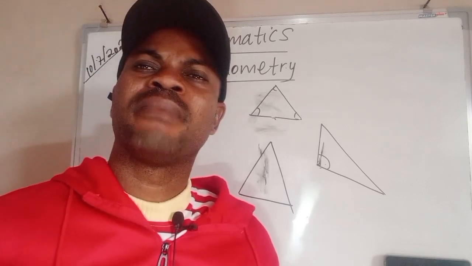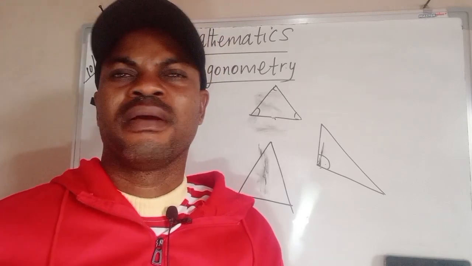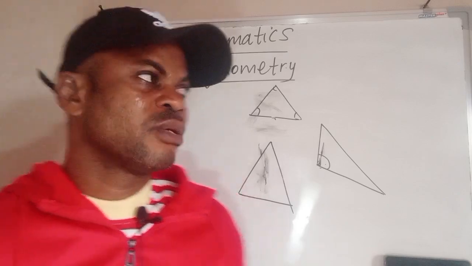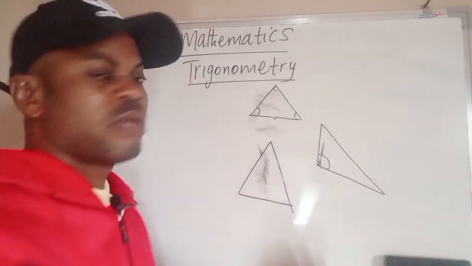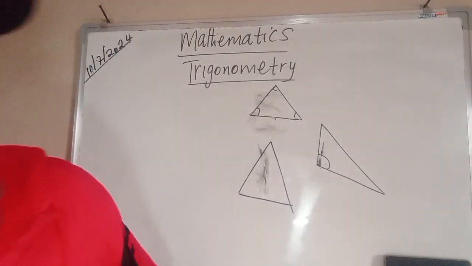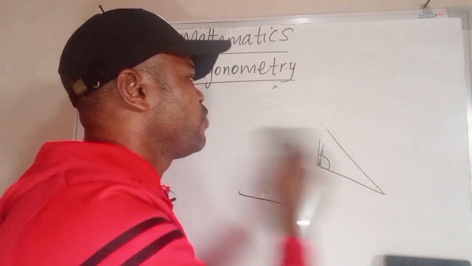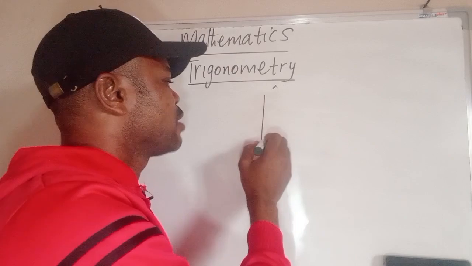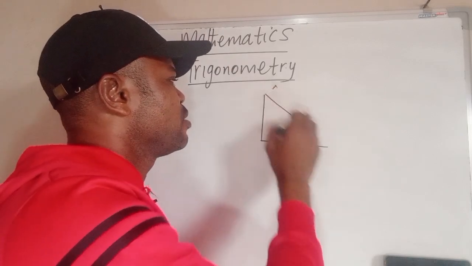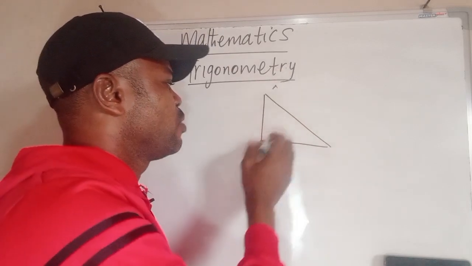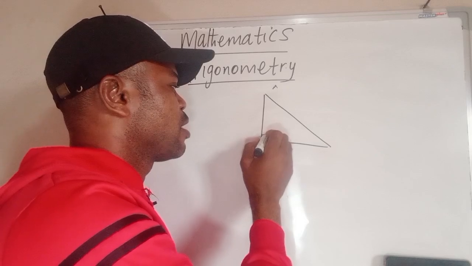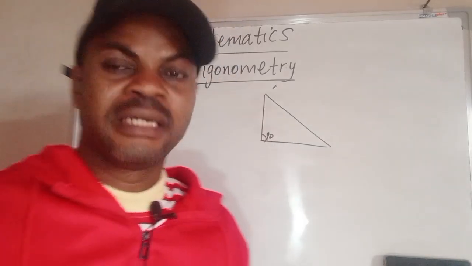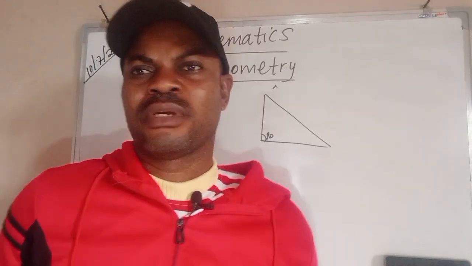Then we'll also talk about the right angle triangle. The right angle triangle is simply a triangle that has one of its angles as 90. Right angle triangle, observe it. This is vertical and this is horizontal. The point they meet here is 90. It implies that we also have the right angle triangle.